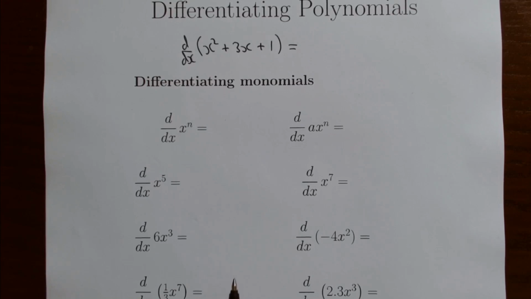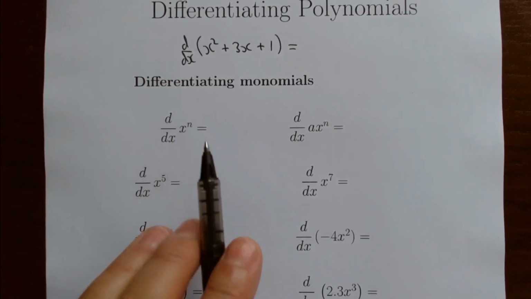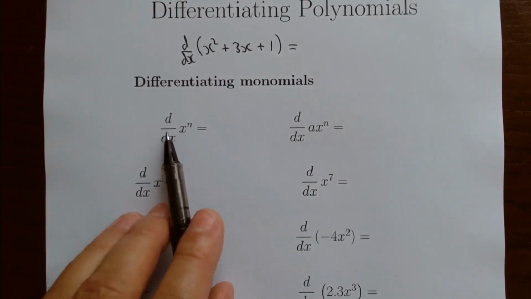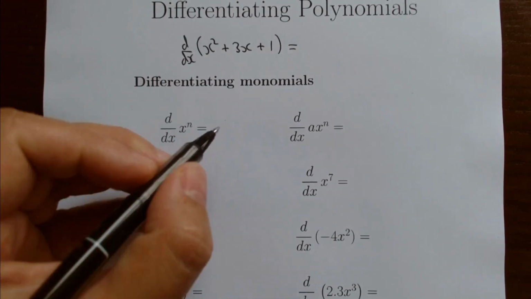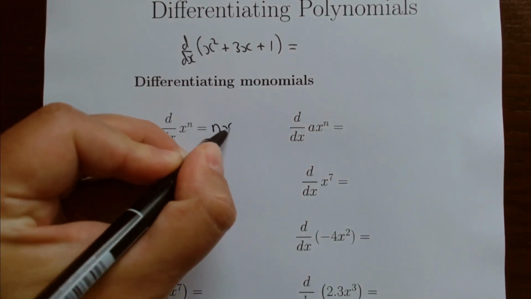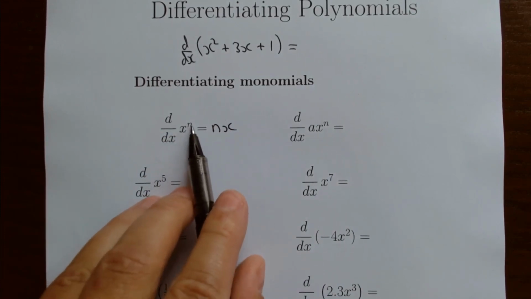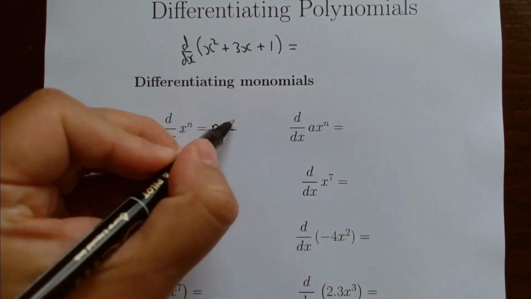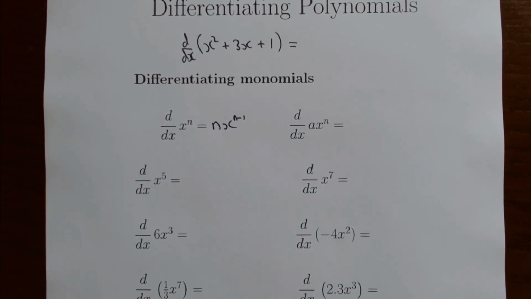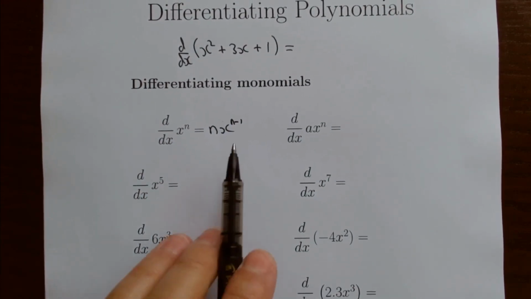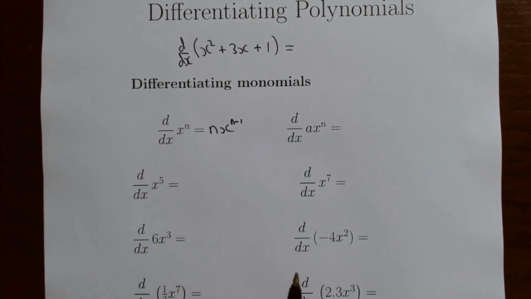So here's the first rule that we're going to learn. If you want to differentiate x to the n, the n comes down and multiplies the x, and then you minus 1 off the power. So that becomes an n minus 1. And that's it, that's the rule. We're not going to prove it. Initially we're just going to learn the rules, learn how to differentiate, and later on we can prove things.